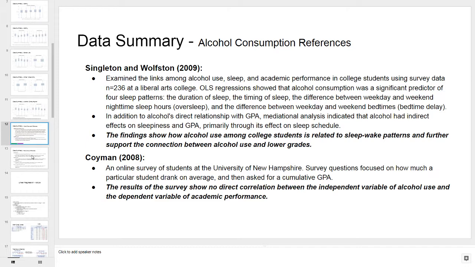Literature review. A 2009 study examined the links. Now, this was mainly how alcohol affects sleep, and then the sleep in turn affects GPA. They didn't have a very large data set in the survey, but they did show that among these college students, alcohol use is related to sleep-wake patterns that support a connection between alcohol use and lower grades. There's another study in 2009 that also had a pretty low number, I think less than 200 observations, and they showed no actual direct correlation between alcohol use and academic performance.